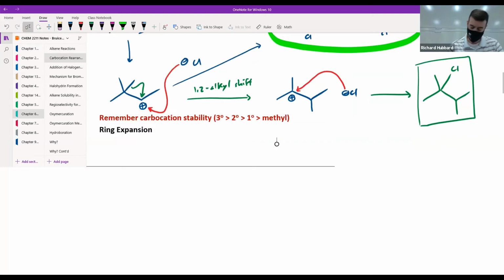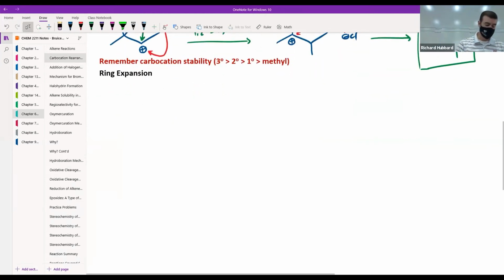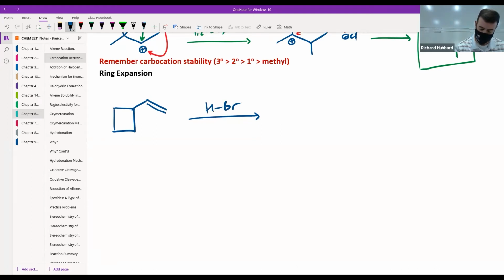All right, technology is saying no today, so we're just going to let that go. All right, so a ring expansion. We'll look at something like this. And we'll do HBr. And we'll ask ourselves, what is the product going to be from this reaction?